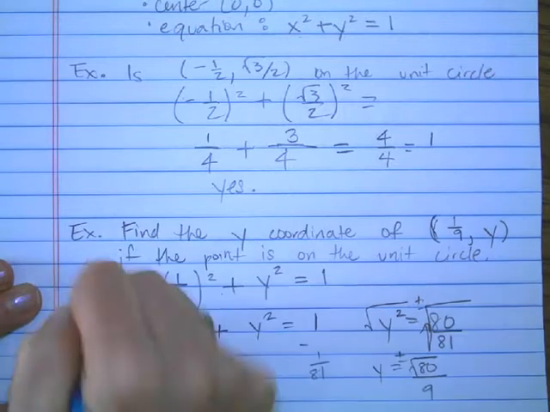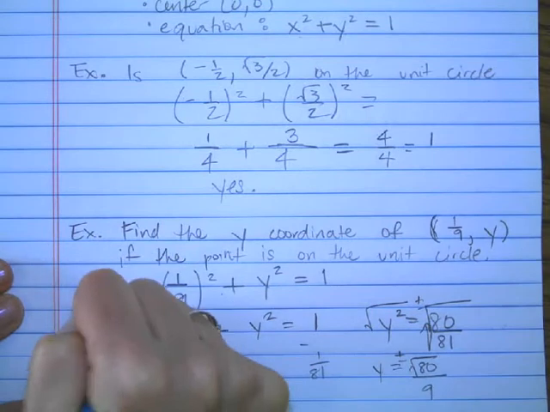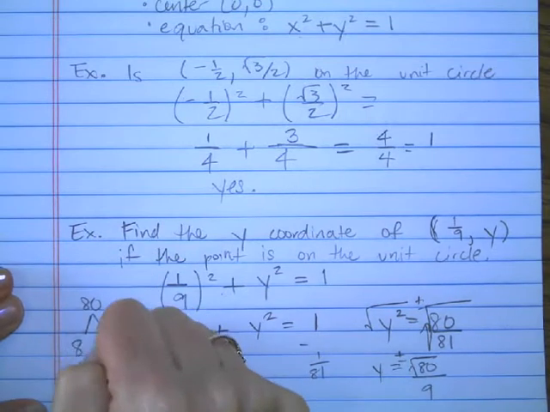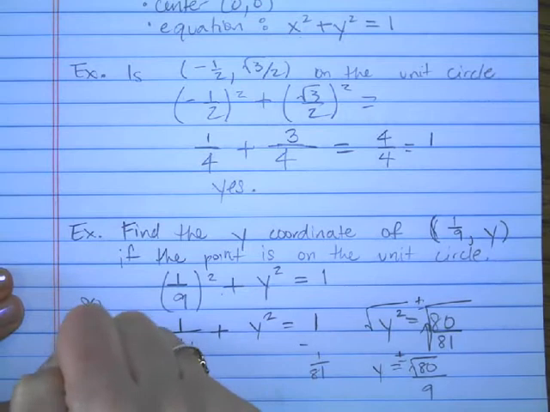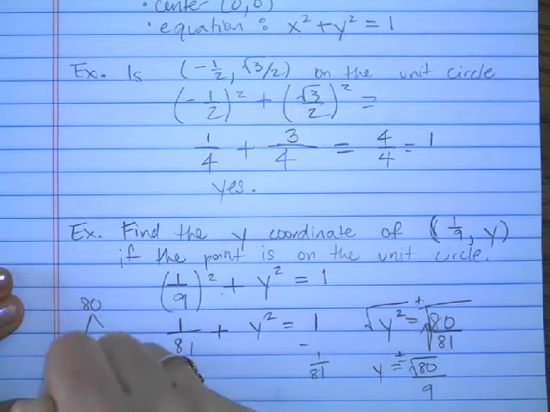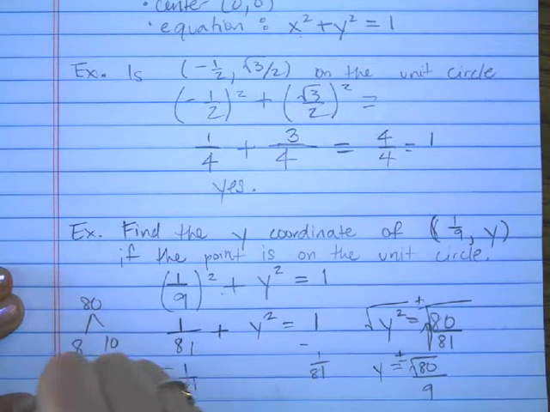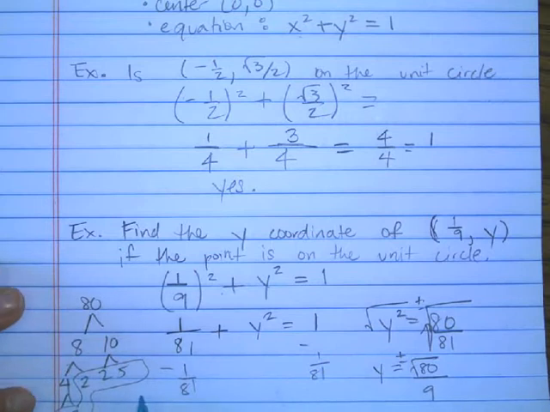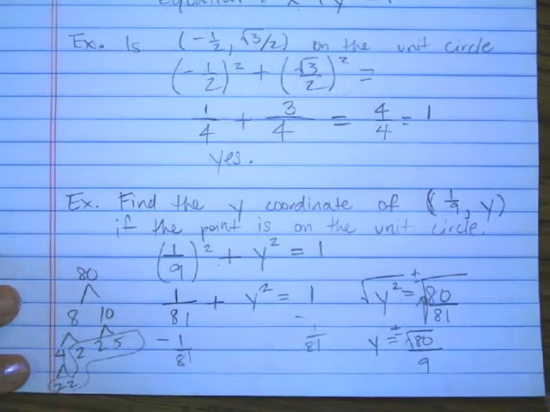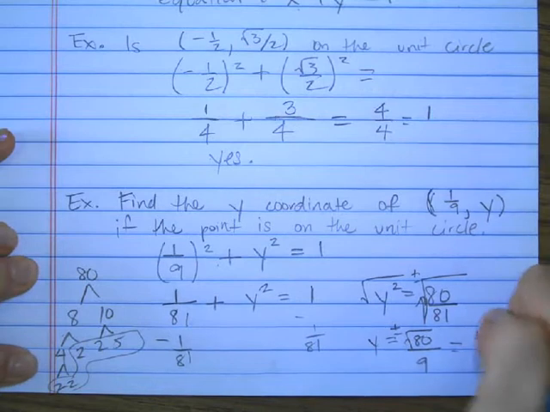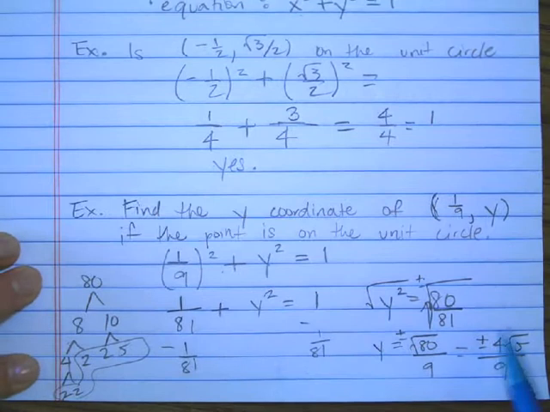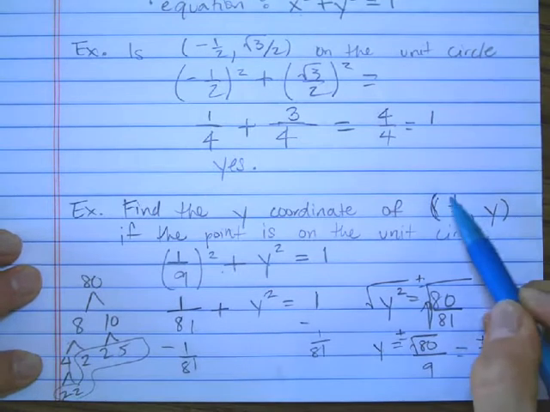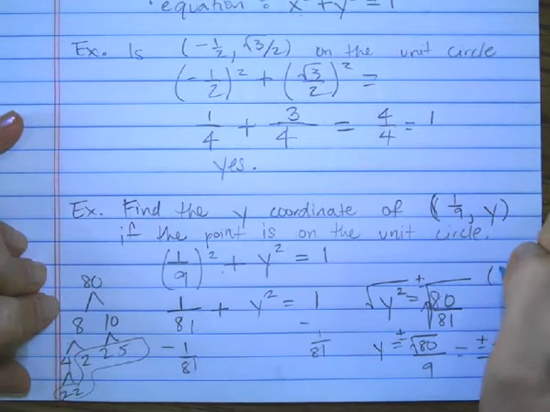And then we're going to break down 80. It can break down into 8 and 10, 2 and 5, and 4 and 2, 2 and 2. This is the prime number factorization. That tells us we can take 2 2's out. So that would give us 4 on the outside, 4 root 5. So plus or minus 4 root 5 divided by 9. Now, the plus one would be (1/9, 4 root 5 over 9).